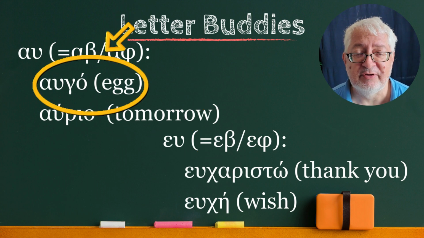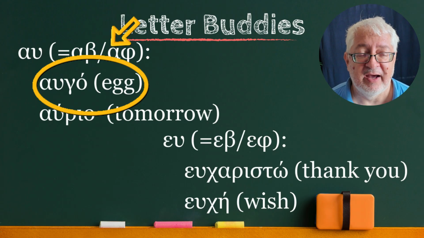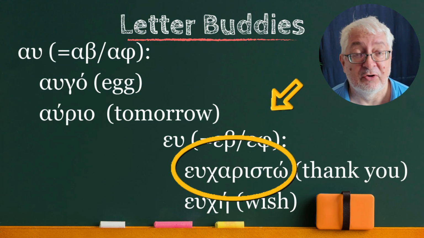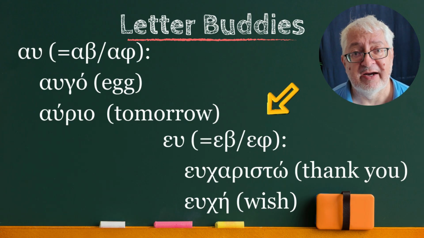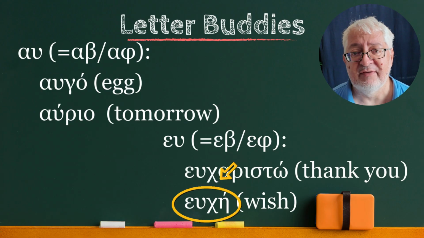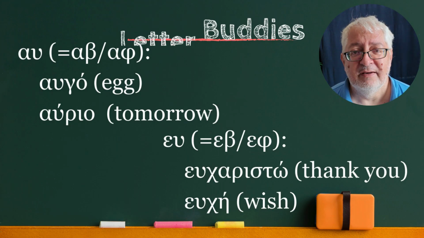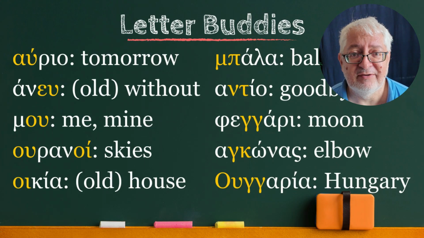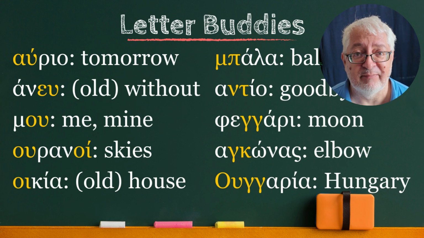The av, for example, you find in words like avro, which means egg, avro. And this is written with alpha epsilon. And the epsilon is found also in very common words like efcharisto or efchi. Efcharisto means thank you. Efchi is the wish. So these are also very common. Now let's go do some exercises. I will put these words up here, and now you start first. You read these words first, and then I tell you how they are pronounced.